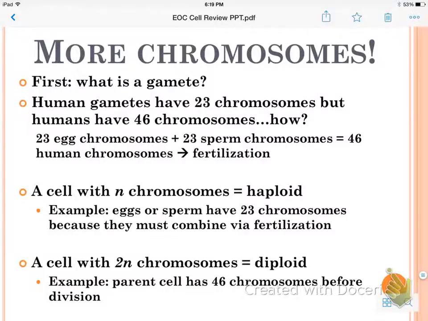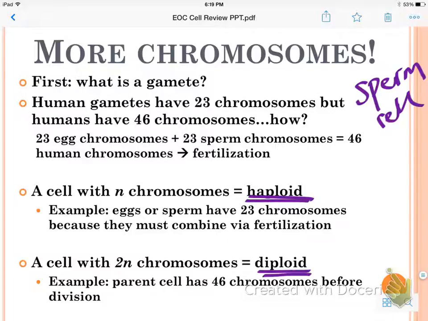So a little bit more about chromosomes. So what's a gamete? A gamete is a human sex cell. So it's either a sperm cell or an egg cell. Okay, there's 23 chromosomes per one. There's not 46 like your normal body cells. Couple key vocab words, haploid versus diploid. So N chromosomes is haploid. 2N or double is diploid. Di means 2.